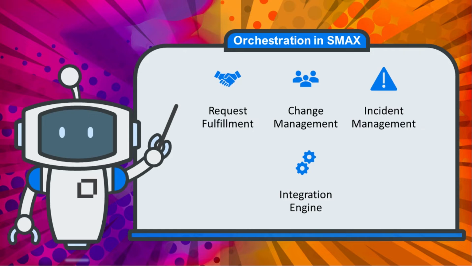Also, you can use orchestration in the change management process. You can have an end-to-end workflow that makes sure that your change happens in time, and also it does not affect other systems, introducing errors. As well, you can use orchestration in the incident management process, and we will see this in the demo a little bit later.